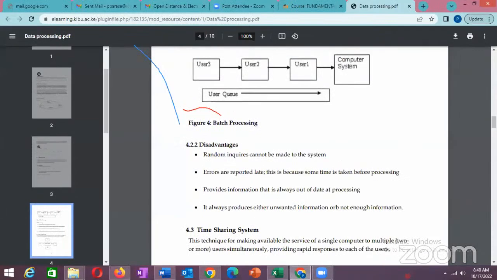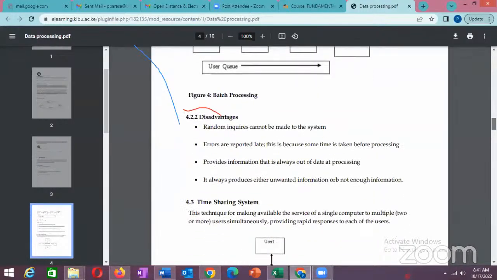So the disadvantages: random inquiries cannot be made to the system. That's a disadvantage. Errors are reported late. This is because some time is taken before processing, and it provides information that is always out of date at processing. It also produces either unwanted information or not enough information. So you can see that.